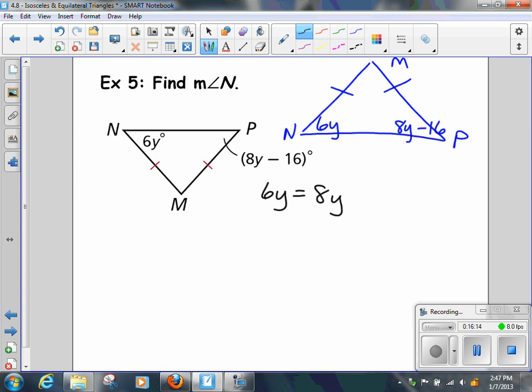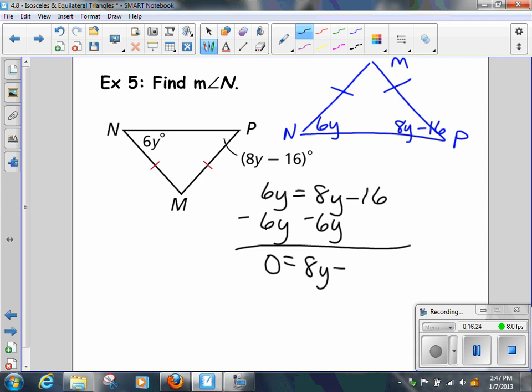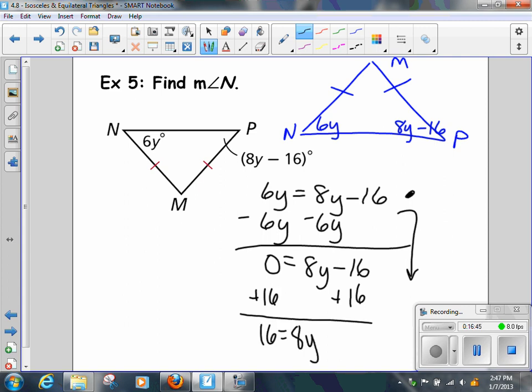All right, and how did you solve? 6y? Nope. You have to set it up like this. You do not have to solve it like this. But yes, it's got to be set up 6y equals 8y minus 16. Now what would you do? And then what, Chrissy? Divide by 8.